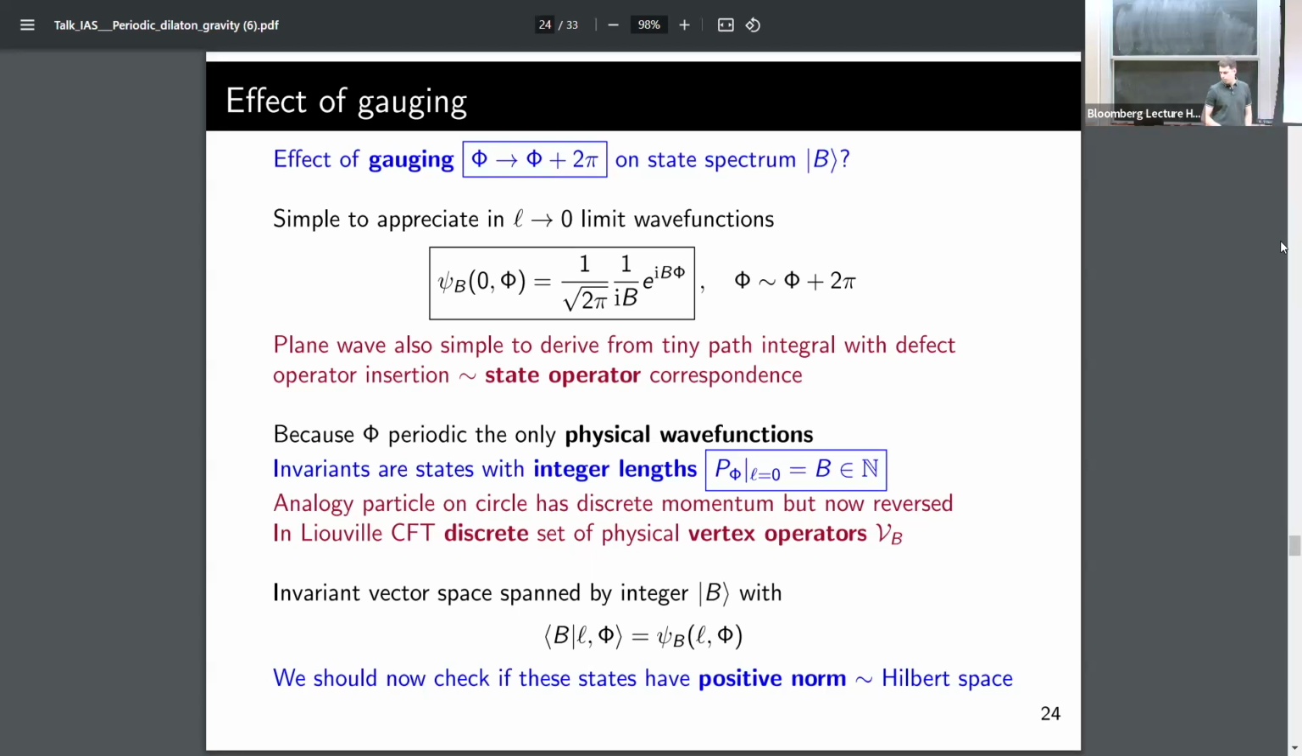So here you directly impose the gauging phi equal to phi plus 2 pi, but not just B. The gauging doesn't have 2 pi P. Precisely. Okay. So it's slightly, yeah, in the closed channel, it's slightly more clear.